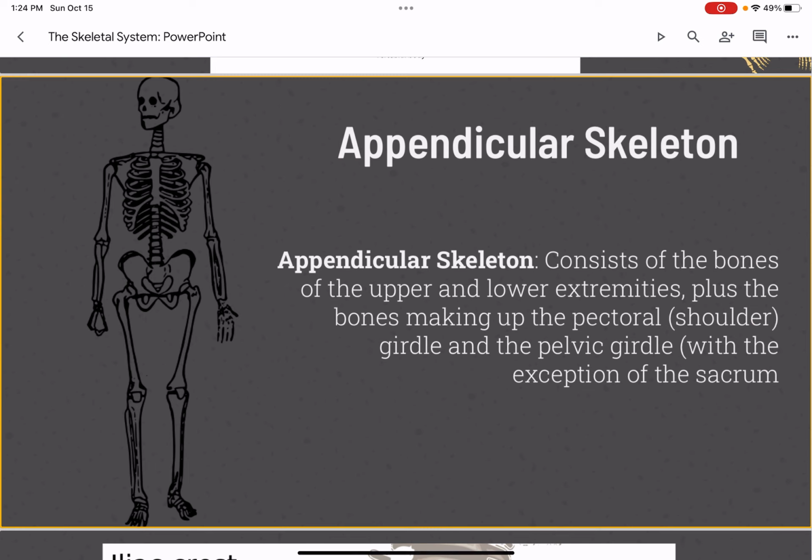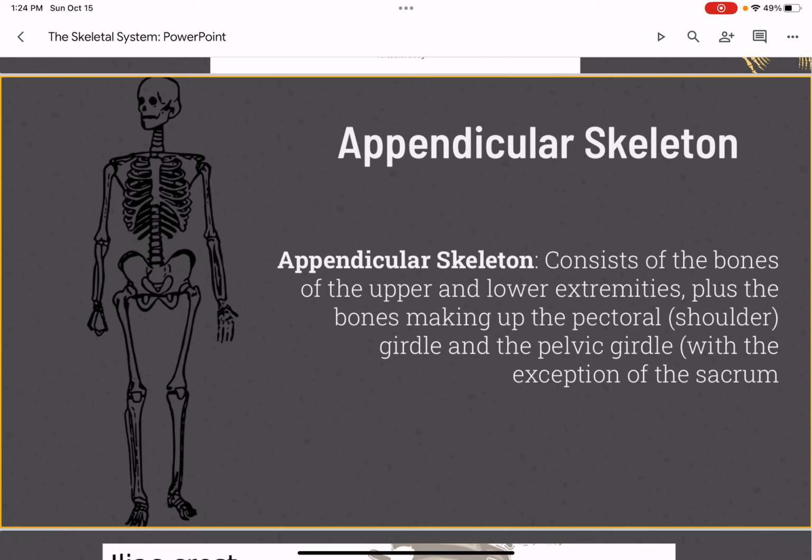The appendicular skeleton consists of the bones of the upper and lower extremities, plus the bones making up the pectoral girdle and the pelvic girdle, with the exception of the sacrum. Each half of the pectoral girdle consists of a scapula, or shoulder blade, and a clavicle, or collarbone. The pectoral girdle articulates with the sternum, but not with the vertebral column.